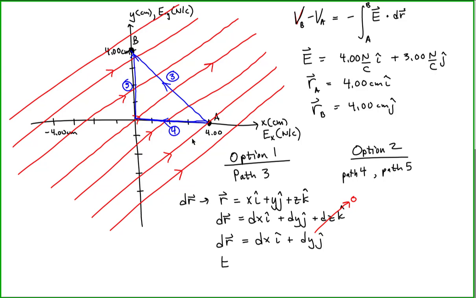For our electric field, it has components which I'll just call Ex i hat plus Ey j hat, because I like to solve things in terms of variables, where I am defining the x component of the electric field being 4.00 newtons per coulomb and the y component of the electric field being 3.00 newtons per coulomb.